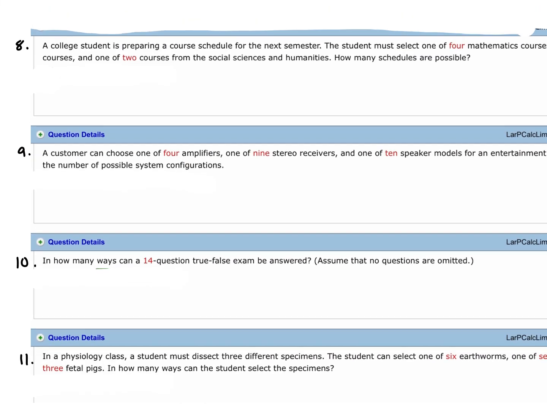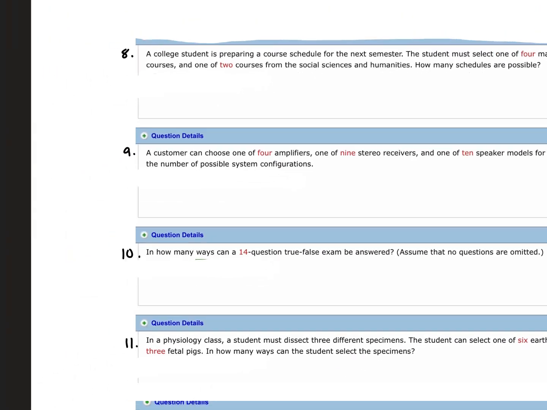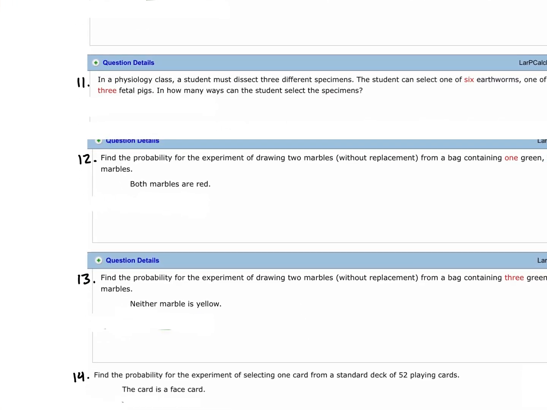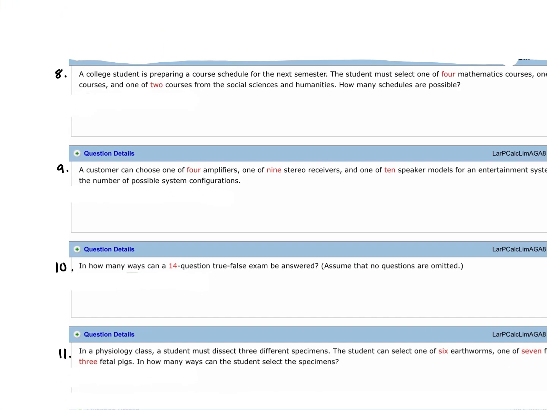When you come to problems like 8, 9, 11, these are all the same kind of problems. You'll see these problems talking about pizzas, or choosing classes for a course schedule, or making a sandwich. They'll tell you the types of bread and the types of cheese and the types of meat. All you're doing is multiplying.